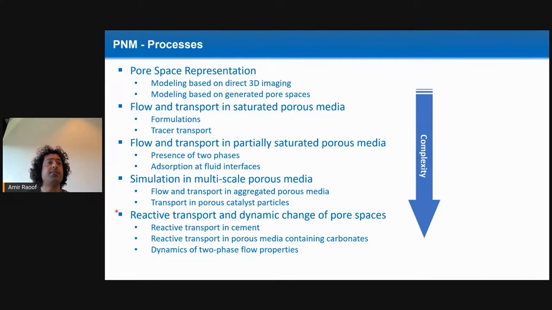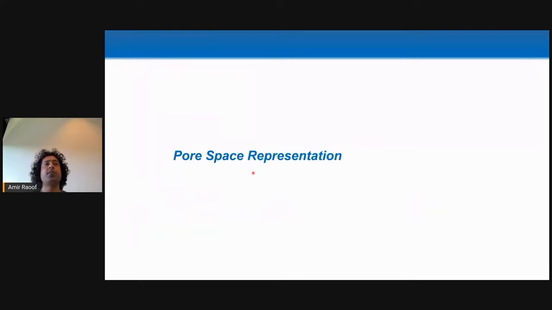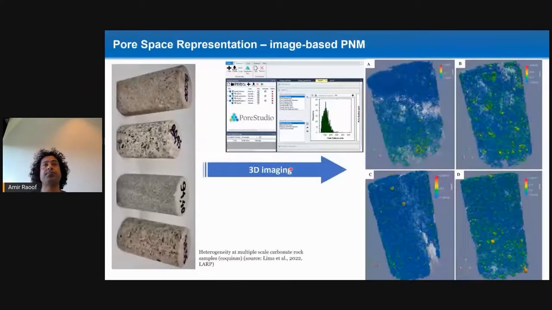And the next step is when the fluid that passes through the rock is also adsorptive or reactive, and it changes the pore spaces, it dissolves the rock. So you can see, you can look at pore network modeling through the complexity of the process. I will go one by one of these to show you the applications. So the first one was pore space representation.